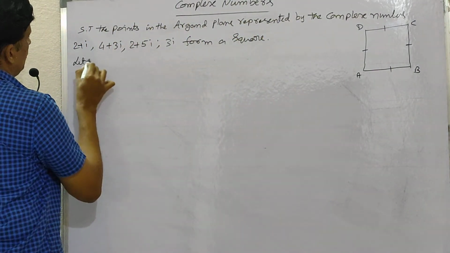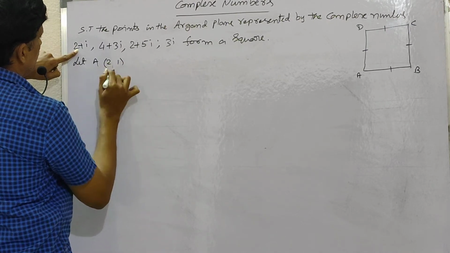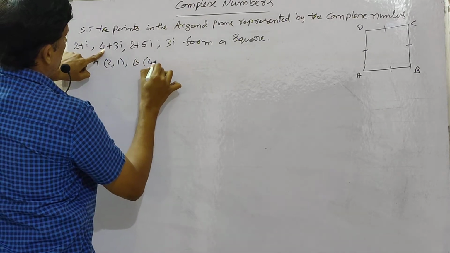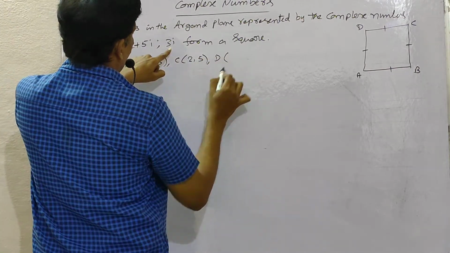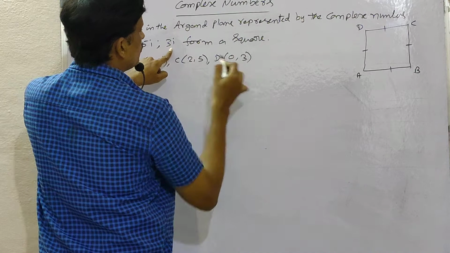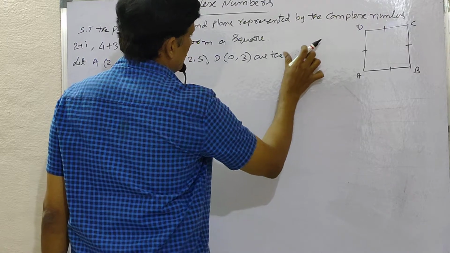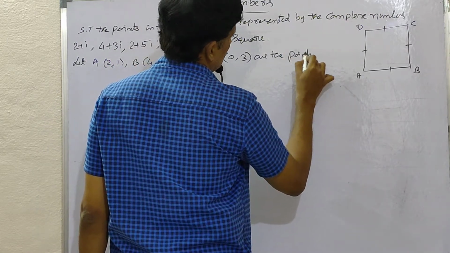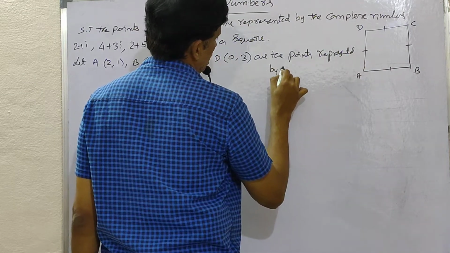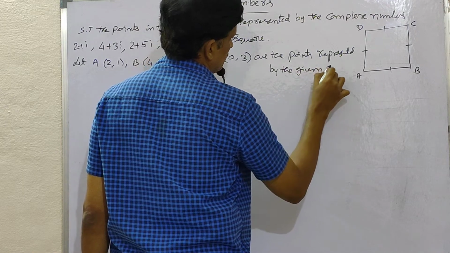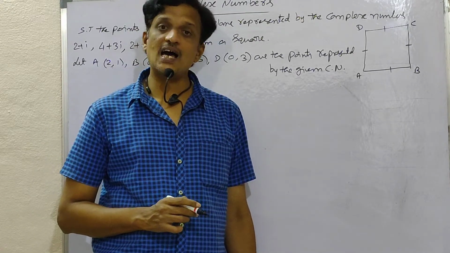So let A, means the first point, be 2 comma 1, B 4 comma 3, C 2 comma 5, and D, here 3i is only given, means real part is 0, so 0 comma 3. These are the given points. A, B, C, D are the points represented by the given complex numbers in the Argand plane.